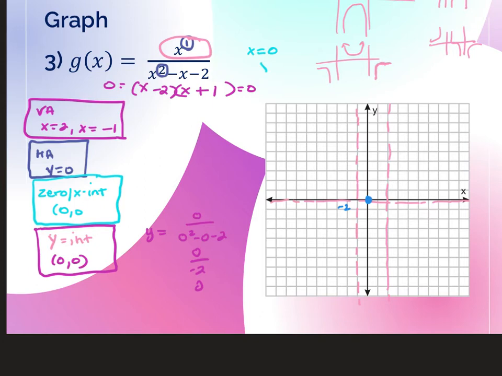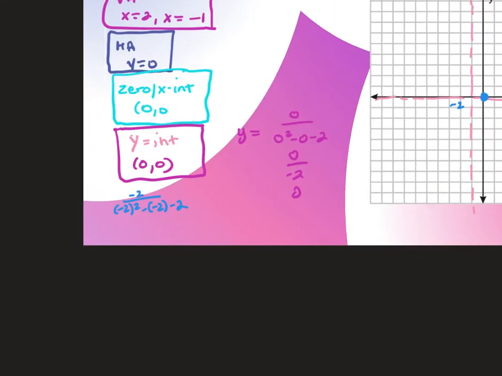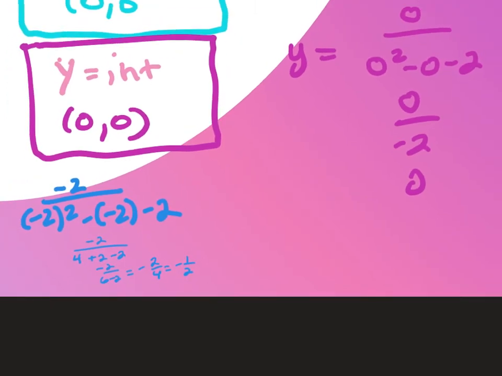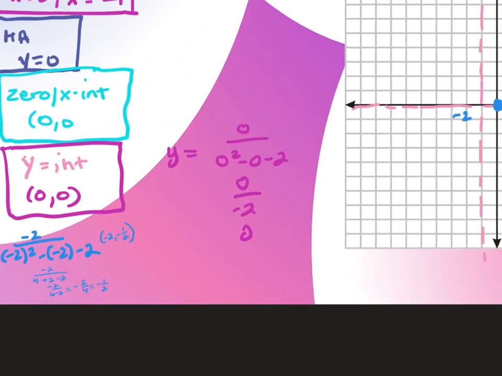So I plug in -2 over -2 squared minus a -2 minus 2. And I get -2 over 4 plus 2 minus 2, -2 over 6 minus 2, -2 over 4, which is -1/2. So I plugged in -2 and I got -1/2.